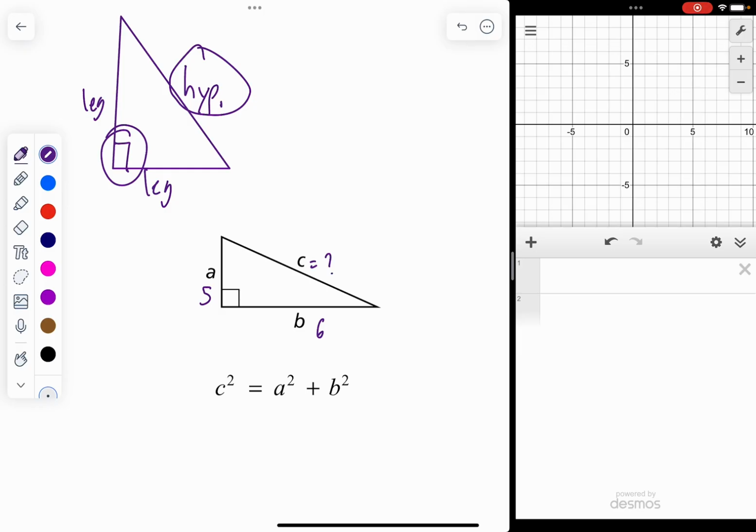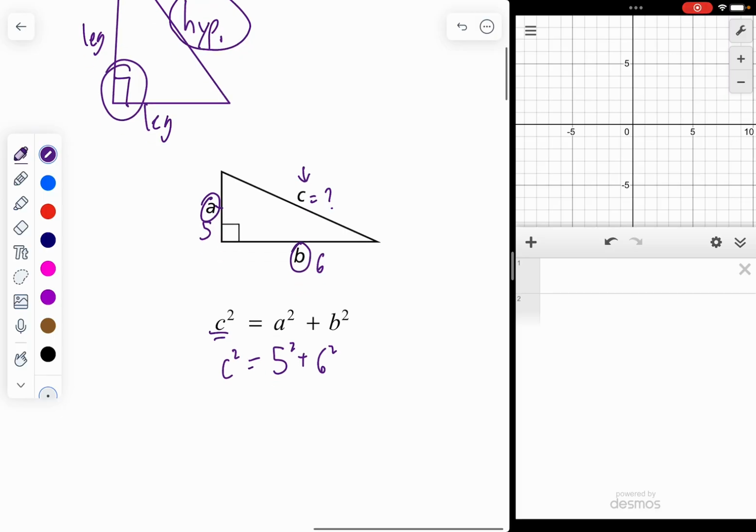So a is 5, this is a short side. A nice little thing to do is make a your short leg, b your middle leg, and c the long leg. c has to be the long leg because it's the hypotenuse. And that's where it goes in the Pythagorean theorem. So 5 squared plus 6 squared will equal the hypotenuse squared. And then you just solve that out.